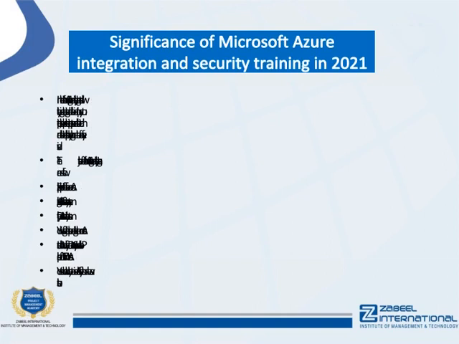Importance of Microsoft Azure Integration and Security Training in 2021. In the Microsoft Azure Integration and Security Training, students will gain the knowledge and skills required to implement security controls, maintain the security posture, and also identify and also remediate vulnerabilities by using a variety of security tools. The objectives of Microsoft Azure Integration and Security Training are as follows. Explain specialized data classifications on Azure. Recognize Azure data security systems.